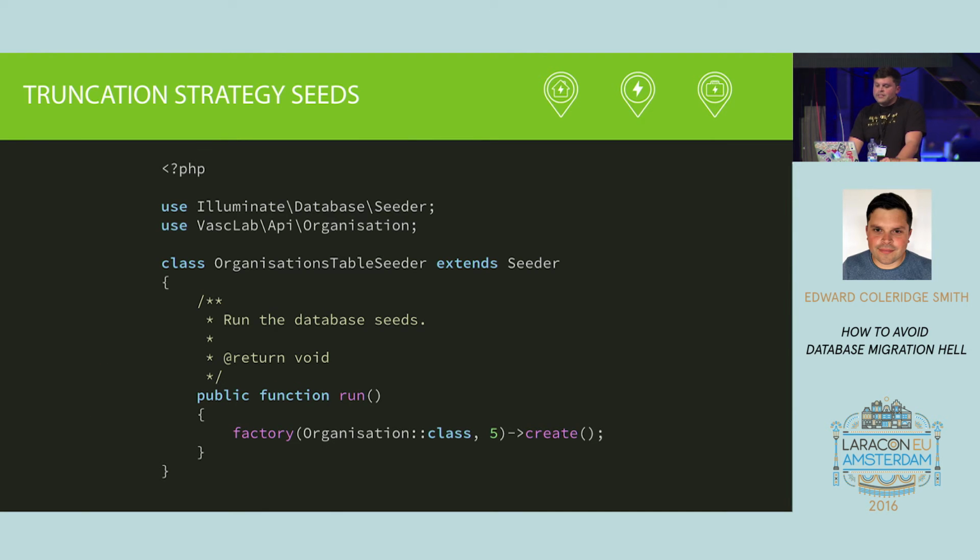And so this is an example of one of the seeds that was called by that previous seeder. It's got a run method, and since it's running on an empty table, we don't need to do anything other than just repopulate it with data. So in this case, we're using a factory, and we're going to create 5 instances of the organization model and call create, which writes them to the database.